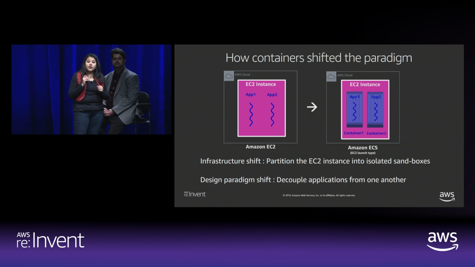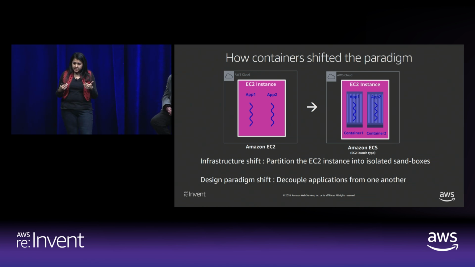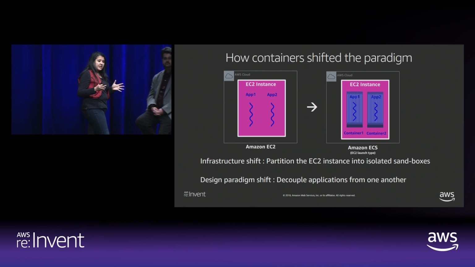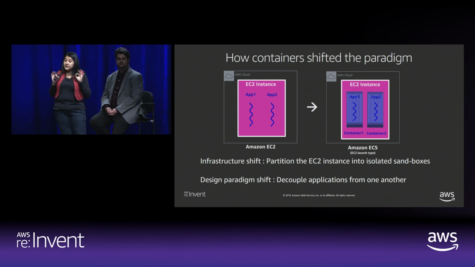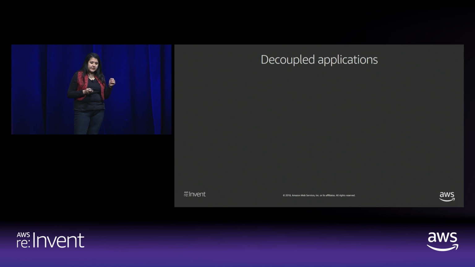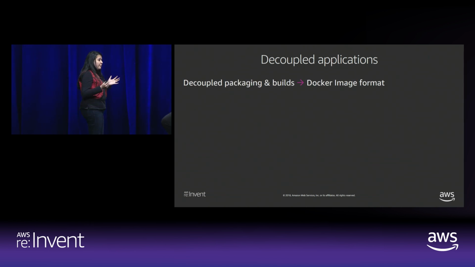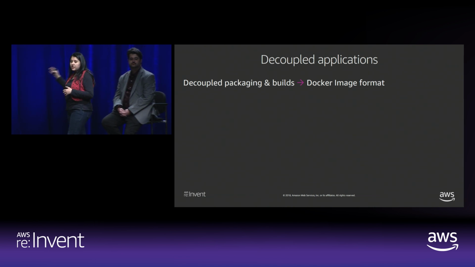The design paradigm shift that this brought upon us was that it forced us to think of these applications as completely decoupled, independent entities, even though they may be running within the same virtual machine. And this idea of decoupled applications really led to a whole burst of innovation in the application development space. We found a need to decouple the packaging and builds of applications, and the container image format and the Docker build process really enabled that for us.